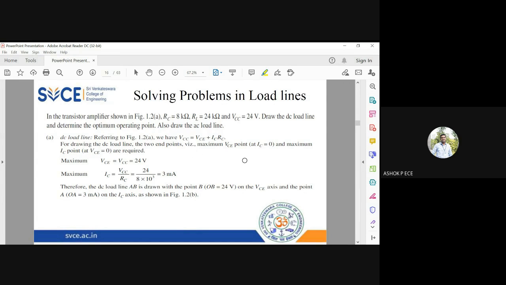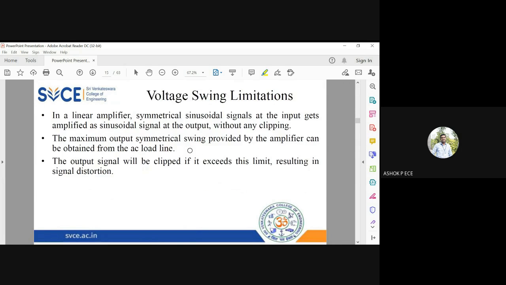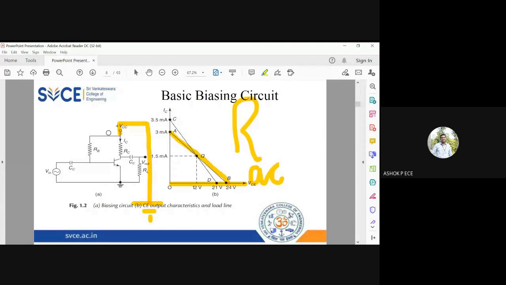AC load line, we are not doing any AC analysis now, right? So we cannot do that using Multisim software. Okay, so see the problem you see on the screen. In the transistor shown in figure 1.2a, this is the diagram we are going to consider.